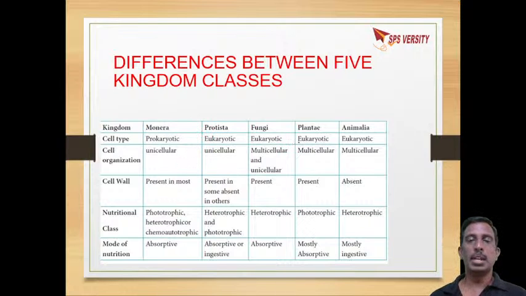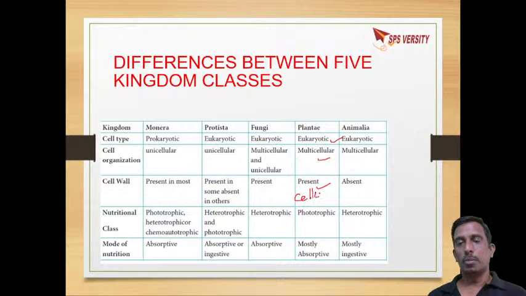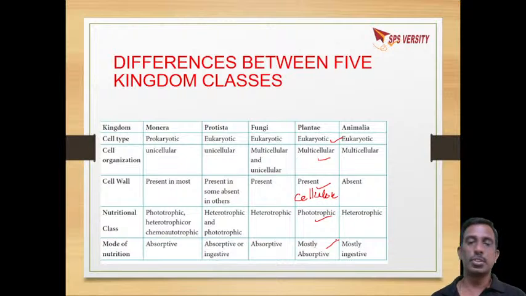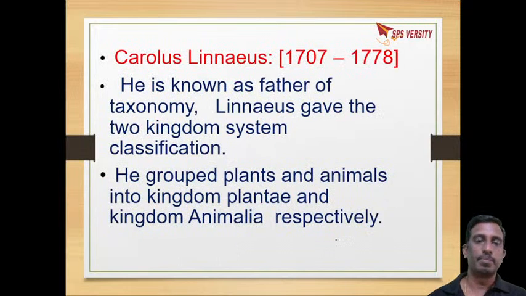And if you look into plant kingdom, they are eukaryotic, multicellular, cell wall is present, which is made up of cellulose. They are phototrophic, which perform photosynthesis, and mode of nutrition is autotrophic.